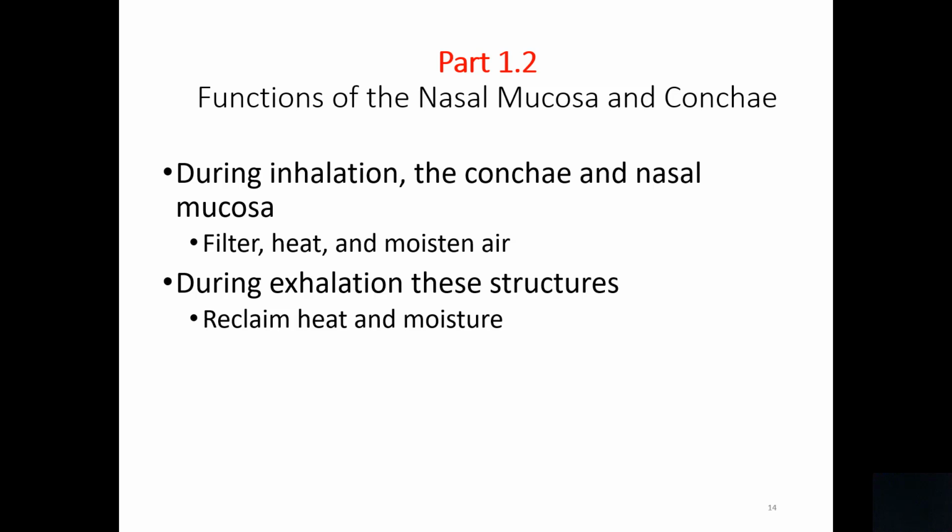We were talking about the nasal cavity, and the main functions of the nasal mucosa and conchae are to filter air, heat it, and moisten it during inhalation. But there is another function. During exhalation, these structures reclaim heat and moisture, keeping it for the body.